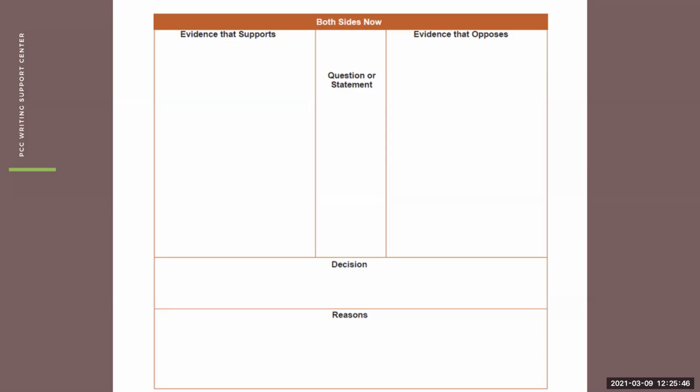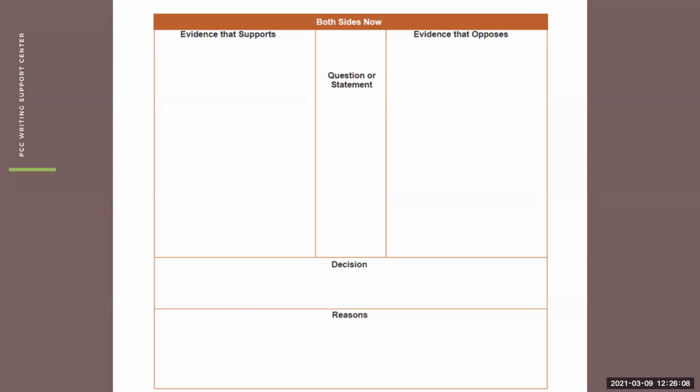On the other side, make note of evidence that opposes, so label it that, and that's where you would write down where that evidence is. And then below that, you would write what your decision is, and underneath that, you would explain why. You would give your reasons.